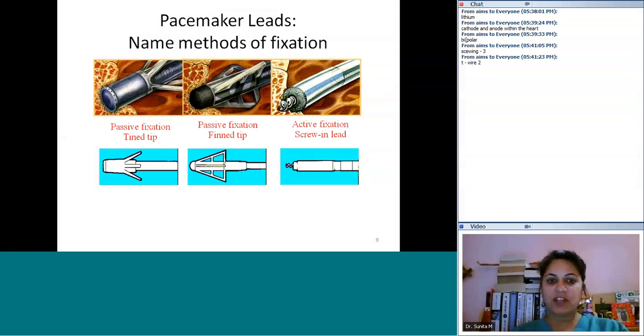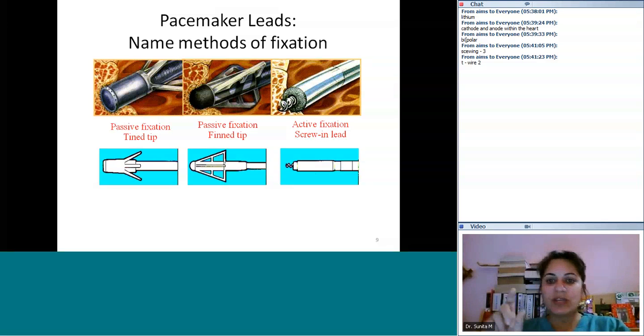So you've got something, the first one, the third one, which is the screw in lead, is an active fixation. That means you have to screw it into the myocardium. The first two are both passive fixation. Passive fixation means you just take it and you touch it against your myocardium. You're not going to screw it in, you just push it in. So it's passively fixed against the wall.